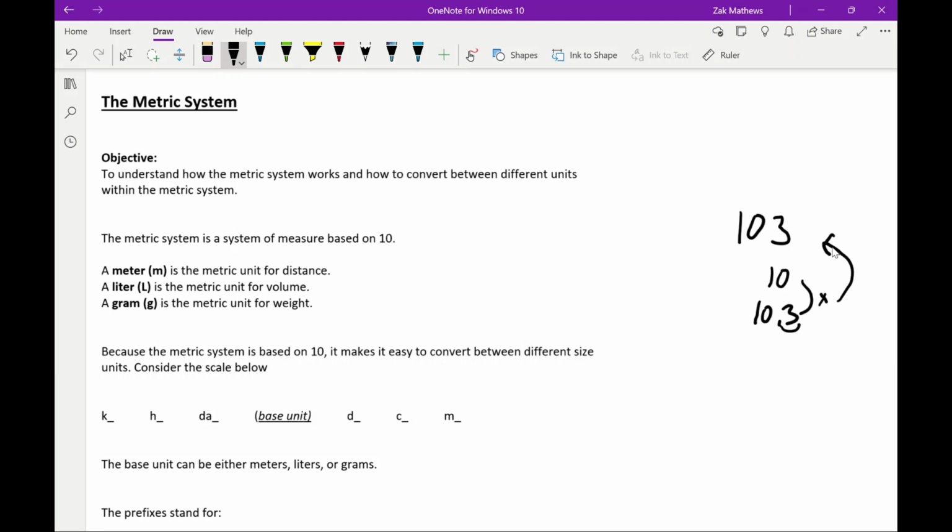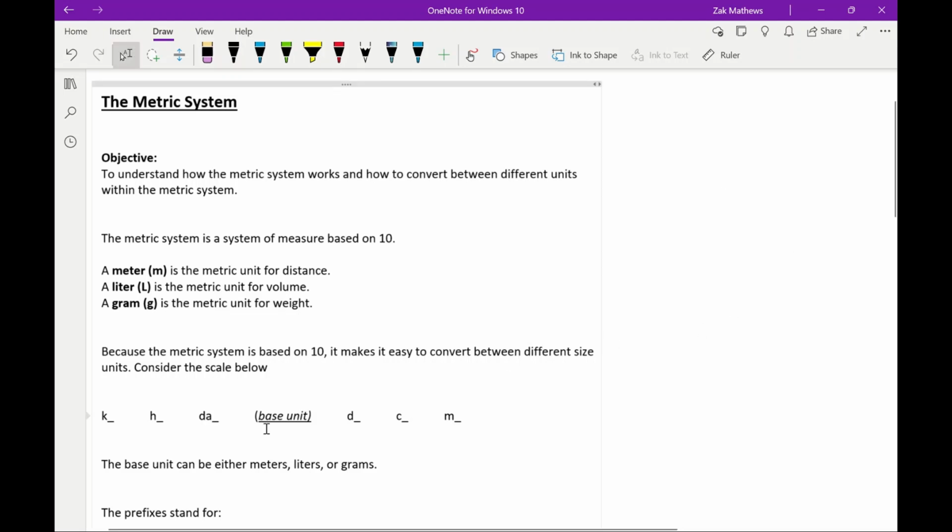We can also divide things. We can make them smaller by dividing to get to that other unit, just shifting that decimal place around. So because we work with tens very easily, it's just a matter of moving that decimal place around. It's going to make the calculations very, very easy. Rather than thinking about things as multiplying by tens or dividing by tens, an easy way to do it is just to consider this sliding scale.